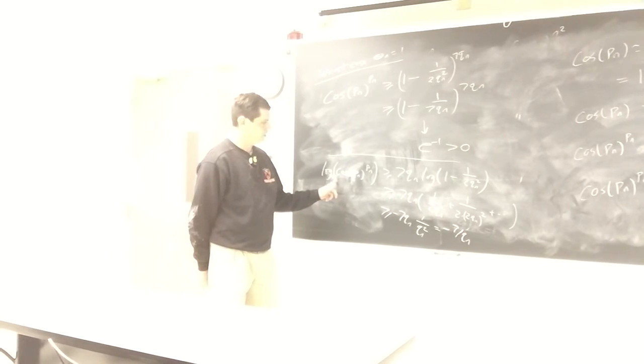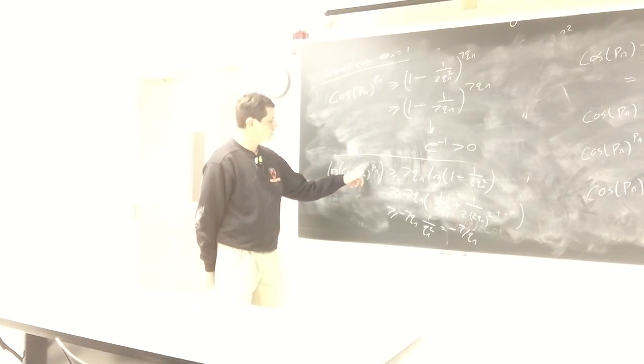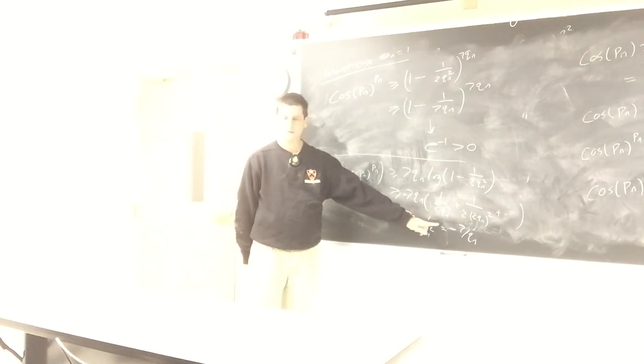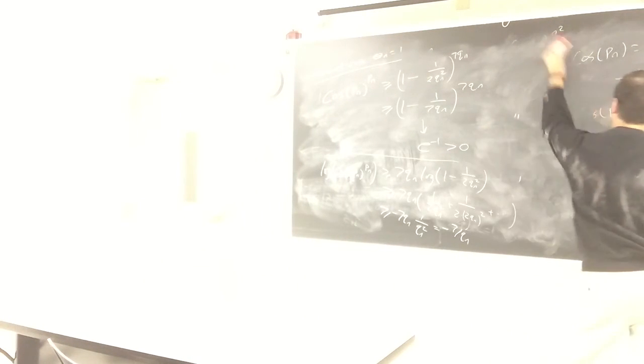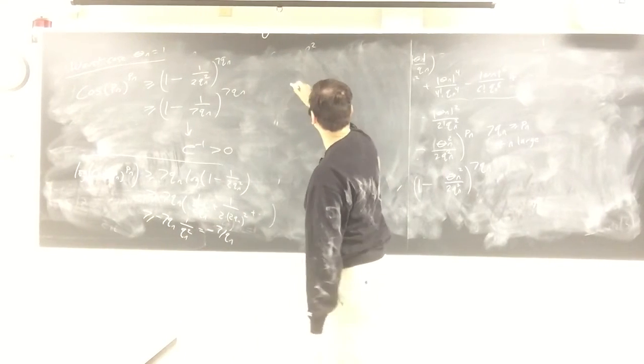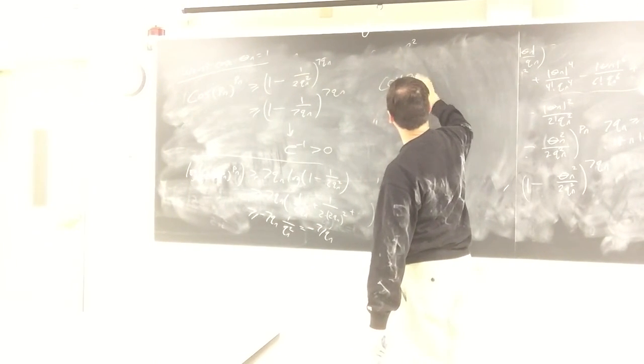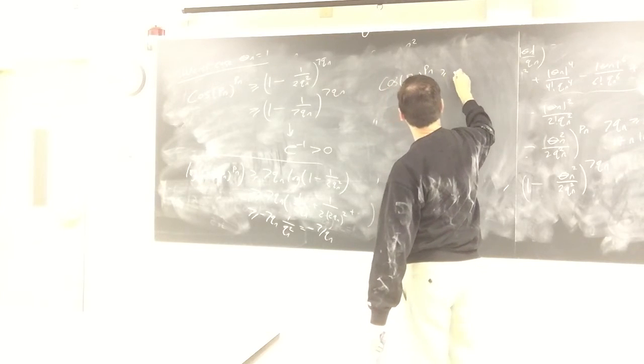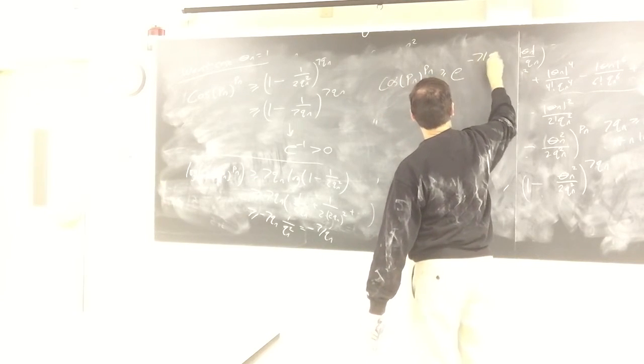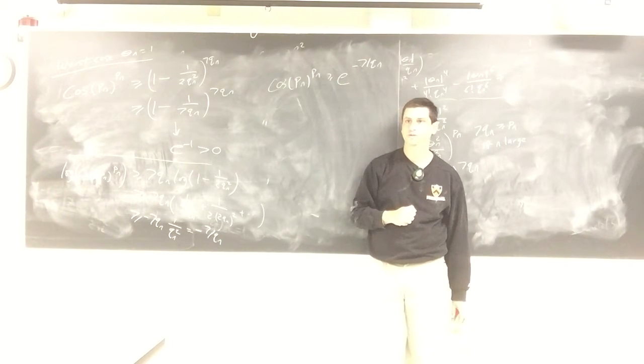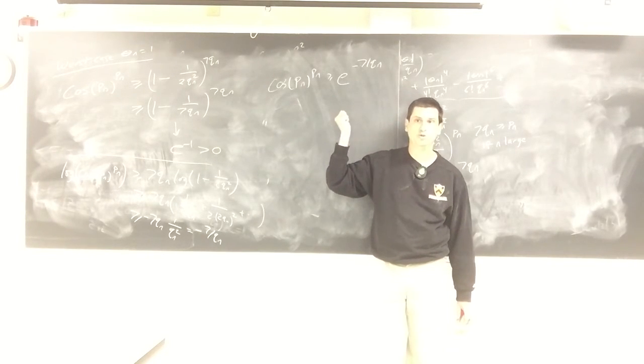So now when I exponentiate, if I have the log of cosine of Pn over Pn is greater than or equal to negative 7Qn, then when I exponentiate, I will get the following. Is it tracking? No, it's not tracking. So then we would get, the last bit is the cosine of Pn to the Pn would be greater than or equal to e to the negative 7 over Qn. And what does e to the negative 7 over Qn go to? It goes to 1 because the Qn's go to infinity.